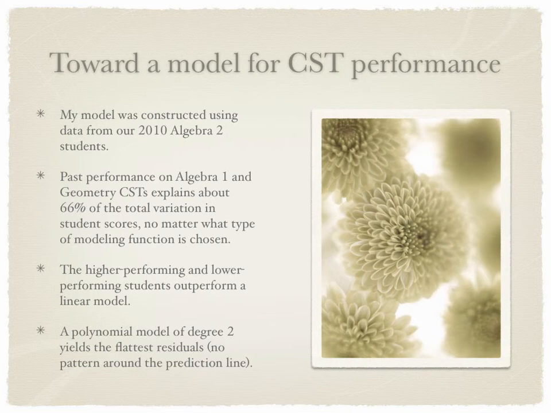at either end. So that led me to believe that a polynomial model of degree 2, in other words a parabola, would yield the flattest residuals, and it did. There's no pattern around the prediction line when you use a parabola. Interesting. It took me a long time to find that.